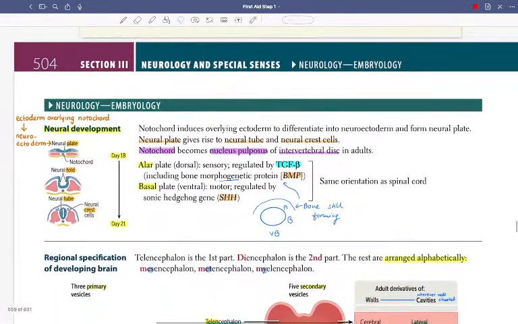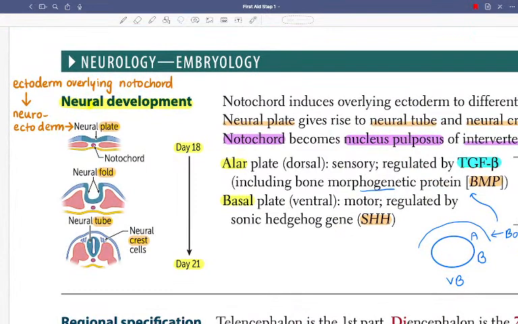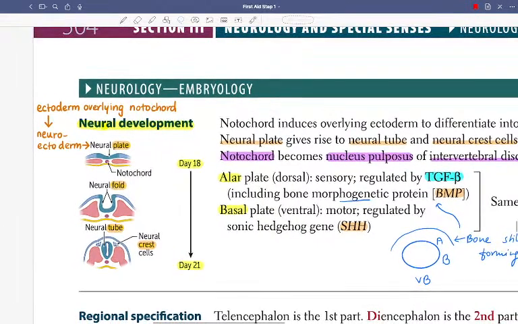So, neuroembryology, we're going to start with. We're just going to look at this ectoderm overlying the notochord. You have the notochord and you have the ectoderm on top. That gets converted to neuroectoderm, which basically forms the neural plate, neural fold, neural tube. So plate, fold, tube, PFT. Okay, pulmonary function test, PFT. And then it forms the neural crest. This happens between day 18 and day 21. So this is the sequence.